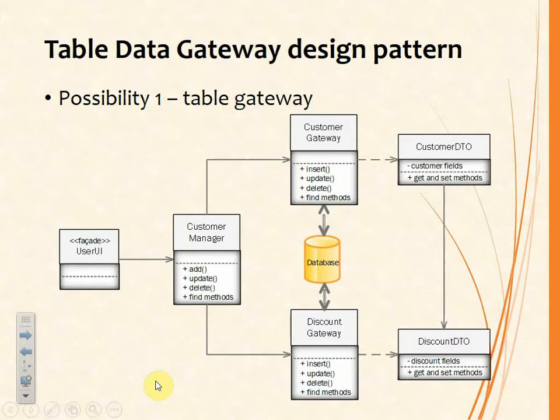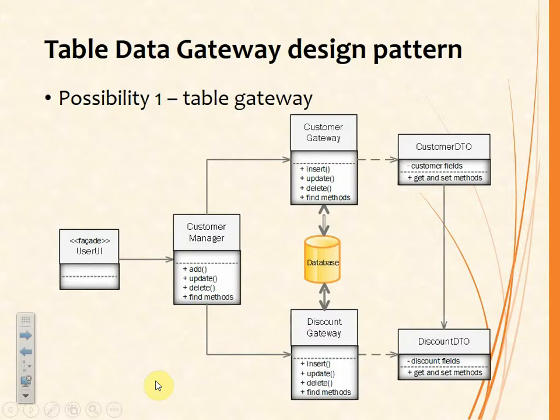When the customer manager wants to find something, then it will call the find methods in one or both of those gateway classes. So for example, it might call the find method, maybe find customer by ID method in the customer gateway class, passing the customer ID as the parameter. It will query the database, extract that one row from the database, and encapsulate that data in a customer DTO object, and then pass the customer DTO object back to the customer manager.